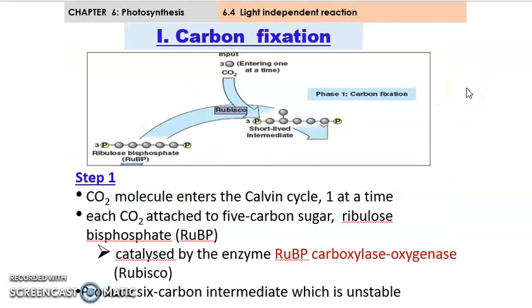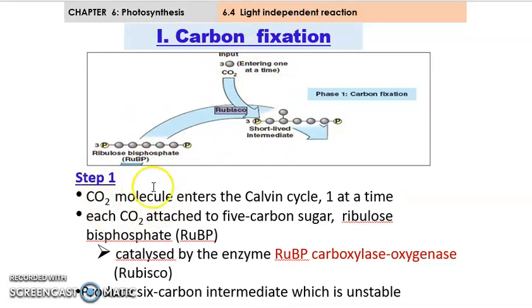Firstly, we look at the first phase, which is carbon fixation. What happens during this phase? For step 1, we can see here there is carbon dioxide. Carbon dioxide molecules will enter the Calvin cycle one at a time. This means the total carbon dioxide used in this cycle is 3 carbon dioxide to produce 1 molecule of glyceraldehyde 3-phosphate as output. But what happens is that the carbon dioxide enters the Calvin cycle one at a time, meaning one by one.